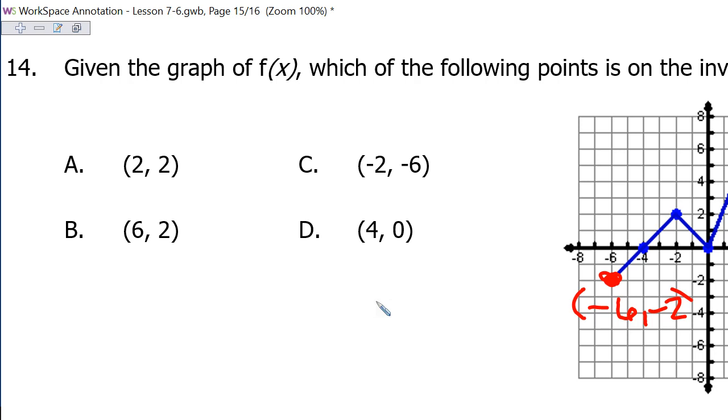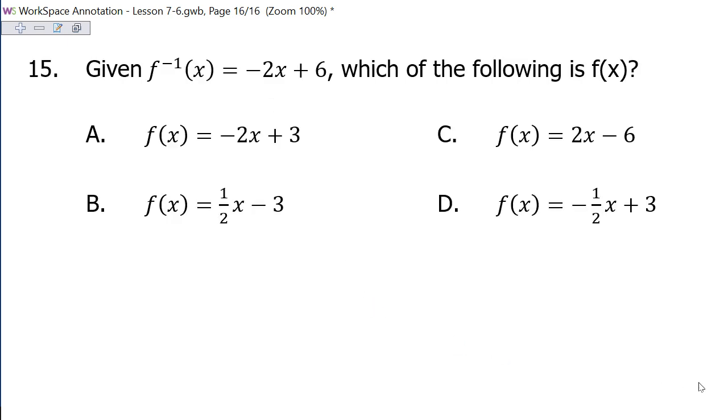-2, -6. Is that an answer choice? Yes, it is. Correct answer is C. If you invert that point, -6, -2, that inverse point would be -2, -6. So C is correct. Then the last one, number 15.